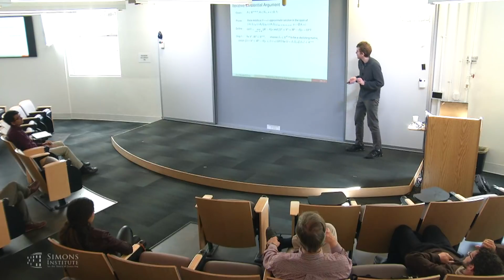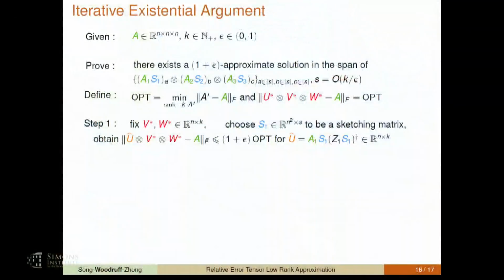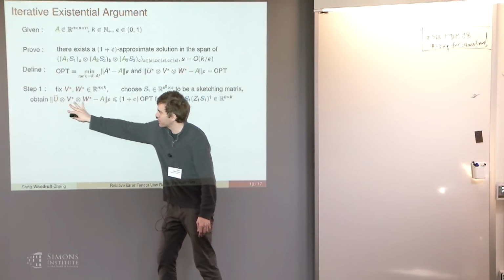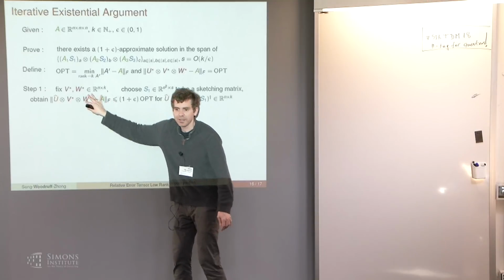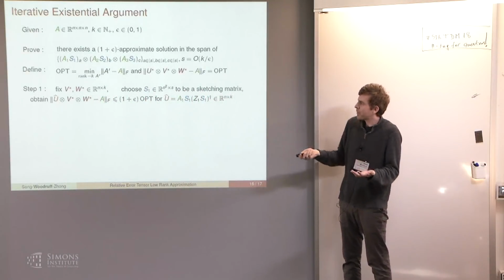Let me just, almost done. So that's why we call it existential. Why do we call it iterative? Well, okay, so we found this U hat, so that U hat cross V star cross W star minus A is small, right? That's our good solution. Why don't we just do the argument again?